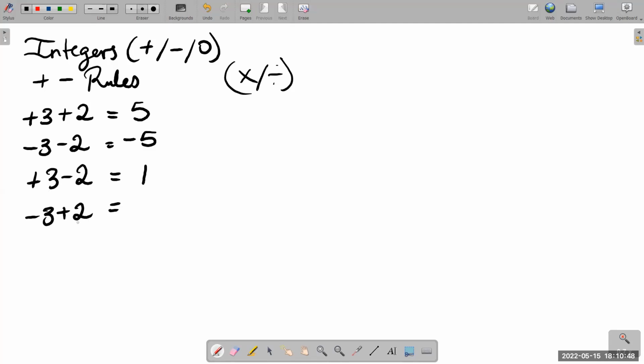Unfortunately, the next example, what do you realize? The signs are different. So you subtract, you get 1. But who is the bigger number? -3. So the answer is -1.